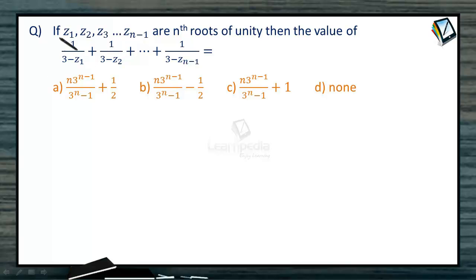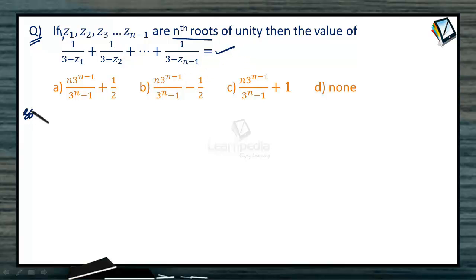Let us go to the next question. If 1, z1, z2, z3 and so on up to zn minus 1 are the nth roots of unity, then the value of 1 by 3 minus z1 plus 1 by 3 minus z2 plus and so on plus 1 by 3 minus zn minus 1 is equal to how much?